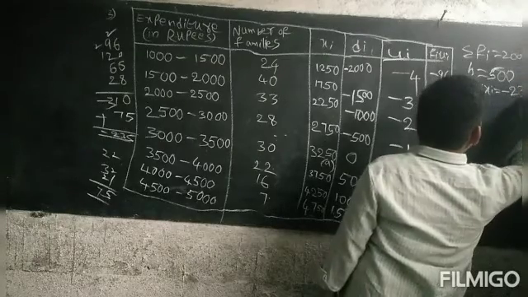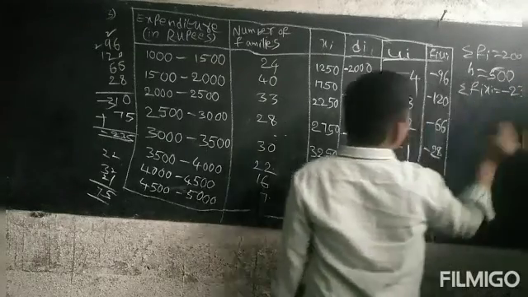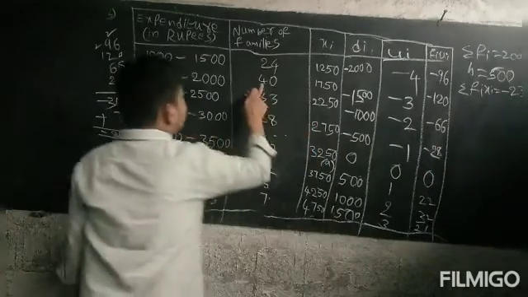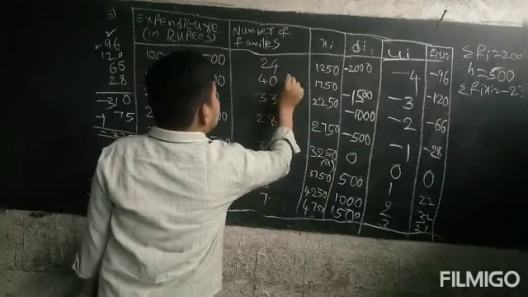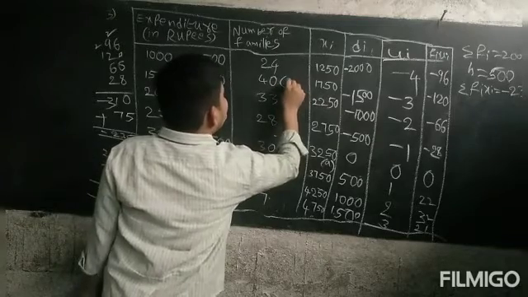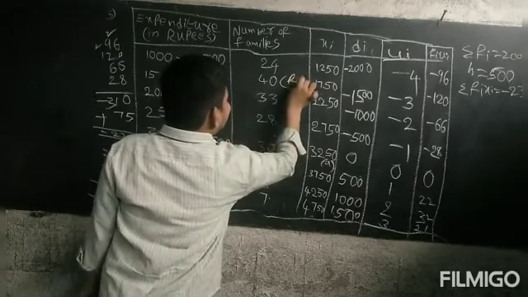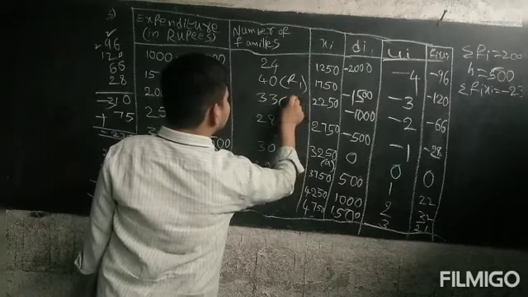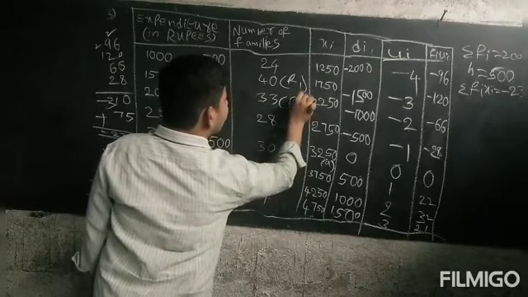Okay, 235. Now here, the height value is 40. This is F0, F1, F2.